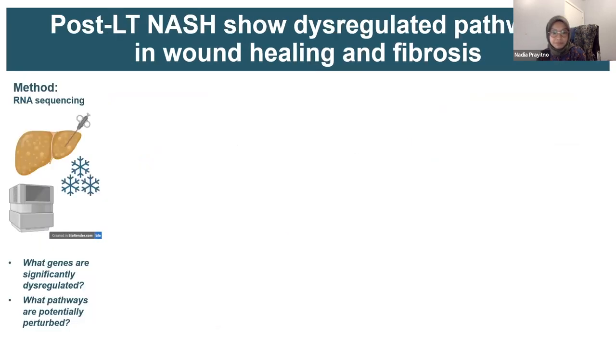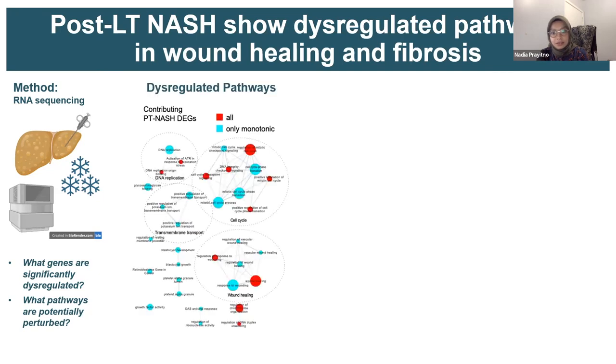Next. And so upon identifying these patients, we basically collected liver biopsies that were retrieved from the patients and were then stored frozen. So from these liver biopsies, we did a simple method of RNA sequencing where we wanted to answer the questions: what genes are dysregulated, and what are the different pathways that are perturbed. Next. And so we were able to identify wound healing as one of the pathways that are significantly perturbed.